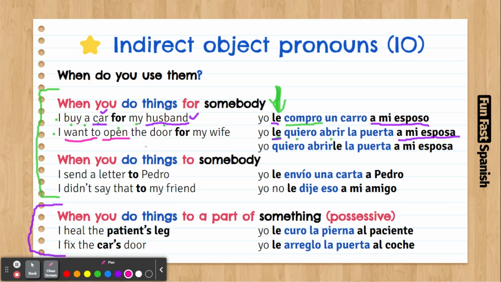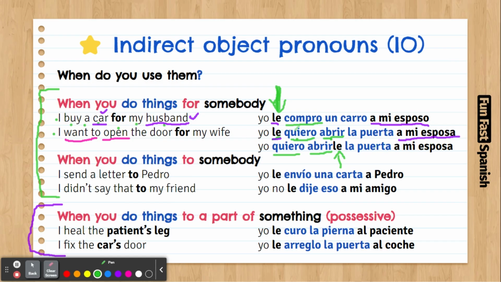Remember, when we have two verbs in a row, the pronouns can be either at the beginning, before the two verbs. Yeah, we have quiero abrir, two verbs in a row. It can either be here before the two verbs, or it could also go after the two verbs. So the second example is also valid. Yo quiero abrirle la puerta a mi esposa. I want to open her the door, like for my wife.